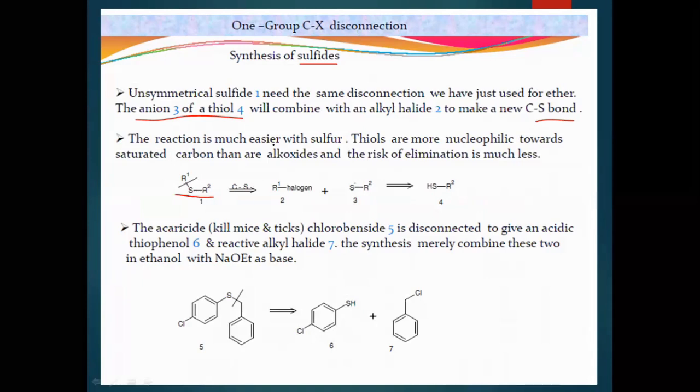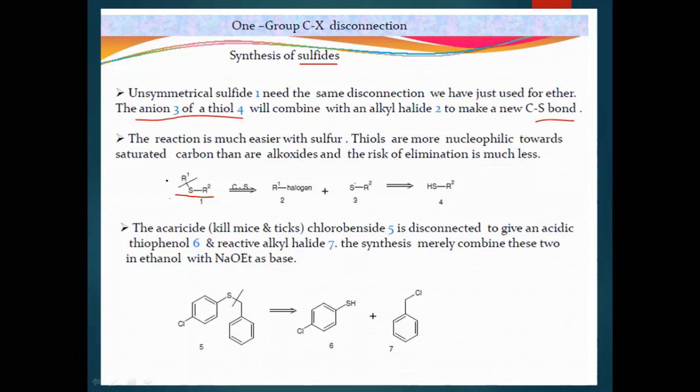The reaction is much easier with the sulfur. Thiols are more nucleophilic towards saturated carbon than alkoxides, and the risk of elimination is much less in this case. Thiols are more nucleophilic towards the saturated carbon if you compare with the alkoxides. So in this case, usually the nucleophilic character is shown over the saturated carbon. The risk of elimination is much less in this case.